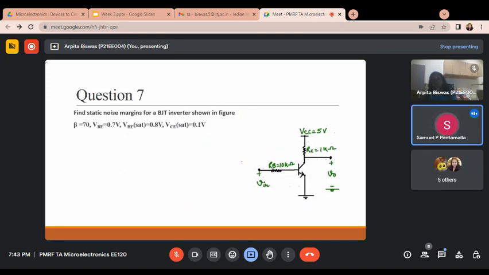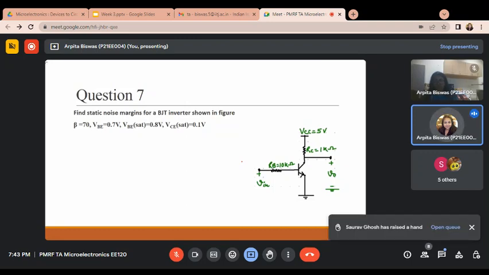So this is question number 7 in numericals. Find the static noise margin for a BJT inverter shown in the figure. So beta is given, VBE is given, and VBE when it is in saturation is also given, and VCE saturation voltage is also given. So find out the noise margin here. Take your time, but at least try.